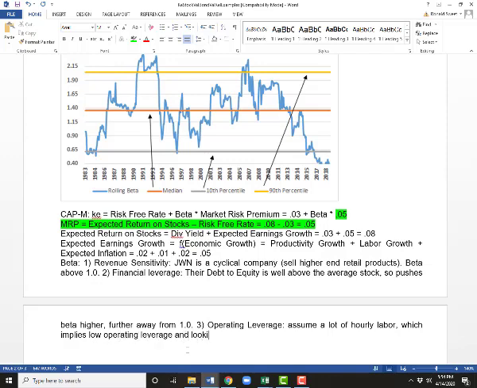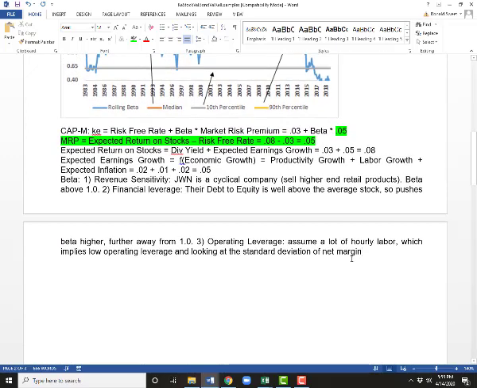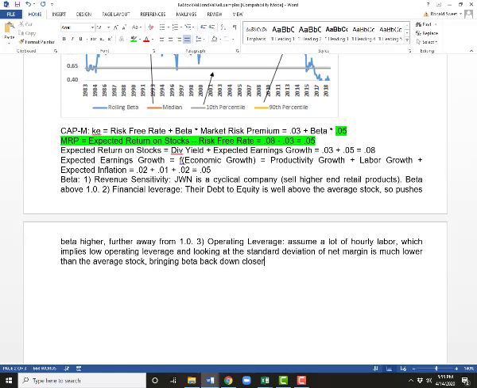And then looking at the standard deviation of net margin, what can we say about that? So we look at that. We notice it's only right at 3%, 2.98%. It's much lower than the S&P 500. It's much lower than the average stock, bringing beta back down closer to 1.